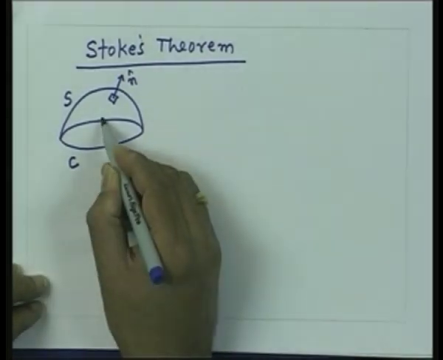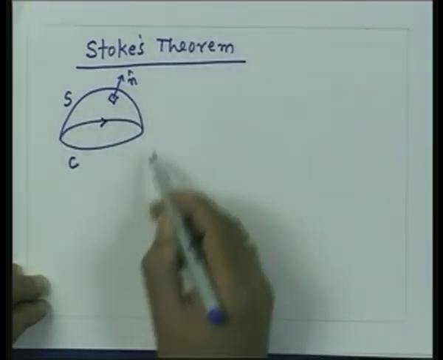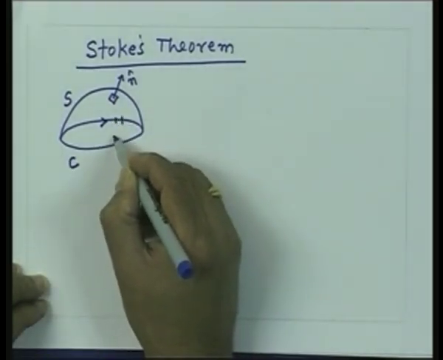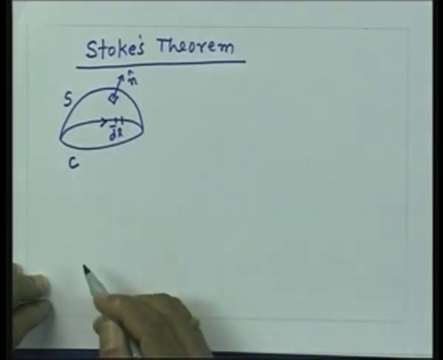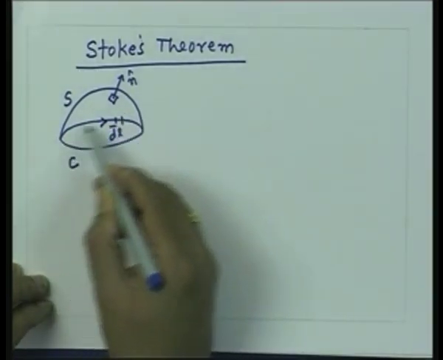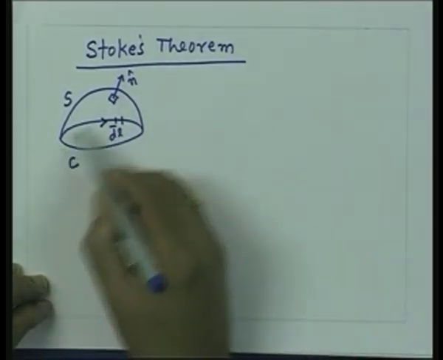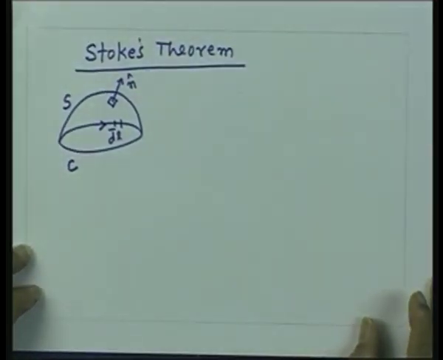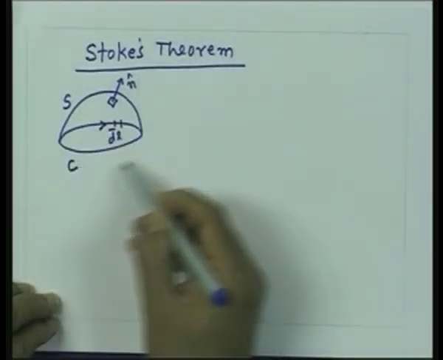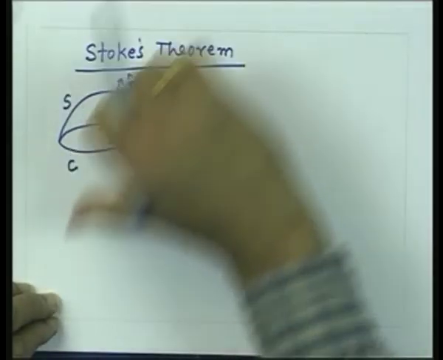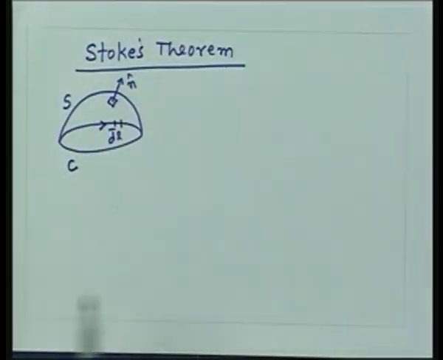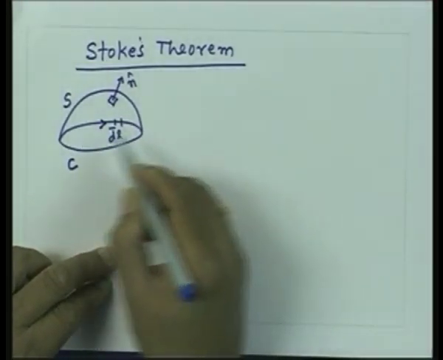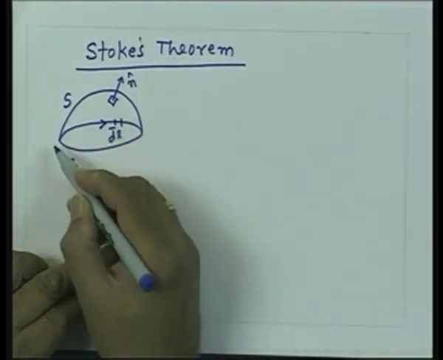So, if I take the direction of the contour like this, that means the dl vector, if I define it that way, then the direction of the unit vector for the surface will be like that. If I change the direction of the contour integration in the opposite direction, the normal direction of the surface will be inwards. So, for this then we can write, the contour is a closed contour in this case.